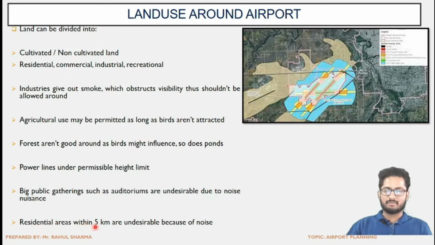Residential areas within 5 kilometers are undesirable because of noise, because if they are built too close to the airport, then it will create constant noise, and the residential area will be hampered. There would not be much scope for peace or silence. There would be continuous noise, and so it is not recommended to have a residential area within a range of 5 kilometers from the site.